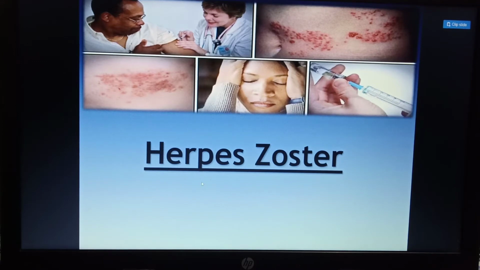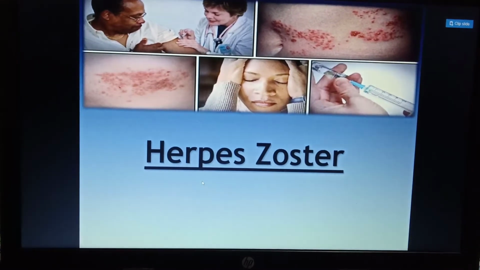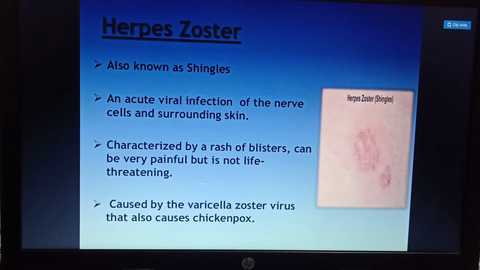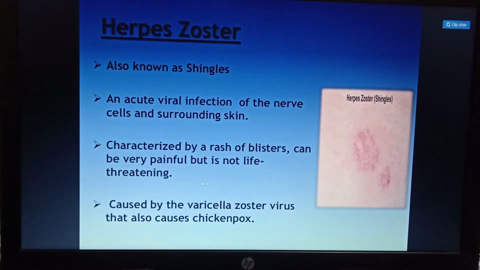Today I'm going to deal with the herpes zoster virus, also called the varicella zoster virus. Herpes zoster is also known as shingles. Shingles is a type of viral infection, and it belongs to the DNA virus family.